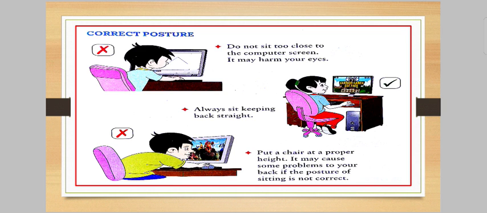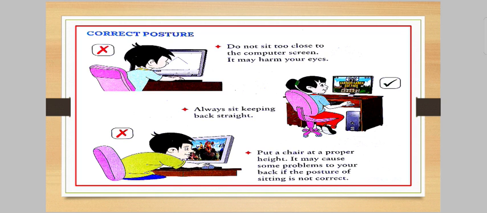When you sit on a chair, please keep a safe distance. Please keep distance from the monitor of a computer, it may harm your eyes. Next picture is, always sit keeping your back straight. All of you should follow these rules.